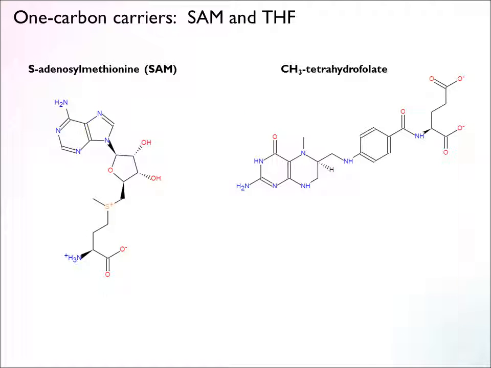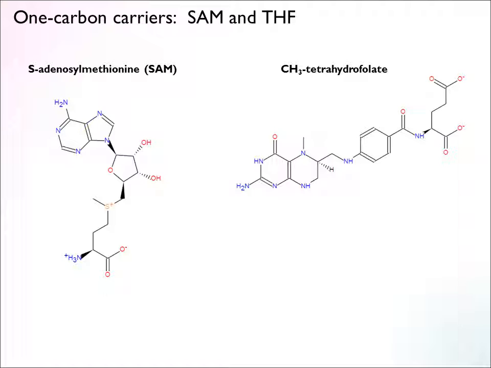So one carbon units are really small chemical groups. So you can imagine they have to be carried by something. We saw previously that acetyl groups and larger carbon chains, acyl groups, are carried by coenzyme A. That's a very common carrier in metabolism. So what carries the one carbon units? Well, it turns out there are 2 carriers actually.